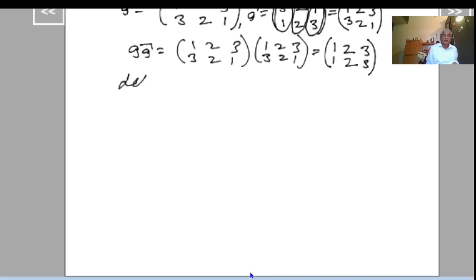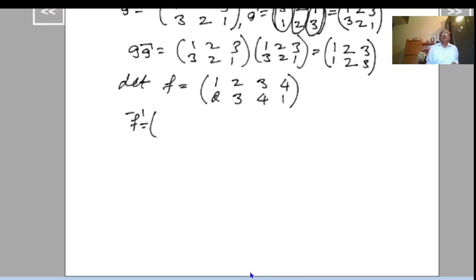Let F be equal to 1, 2, 3, 4 on the top row and 2, 3, 4, 1 on the bottom row. To find F inverse, in the first row I write the second row elements, that is 2, 3, 4, 1. And then we write 1, 2, 3, 4.